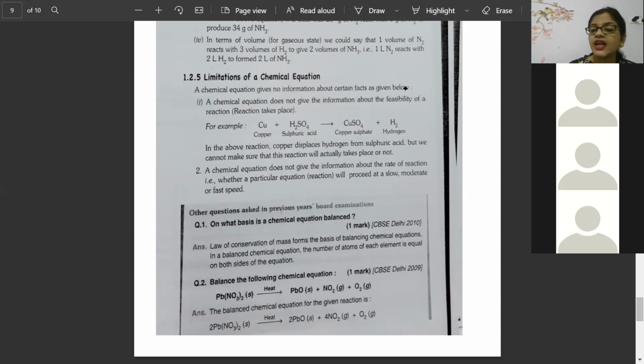When we are writing a chemical reaction, we are not explaining the rate of reaction, how much the reactant is dissolved and product is formed. Many things are not explained in a chemical equation. We only see the symbolic representation, where we say a reaction has proceeded and a reactant got converted into product.